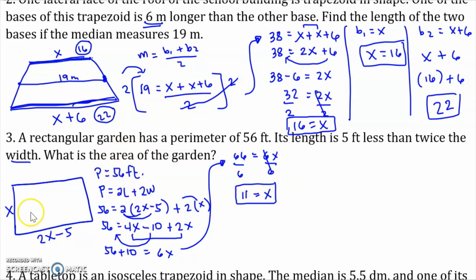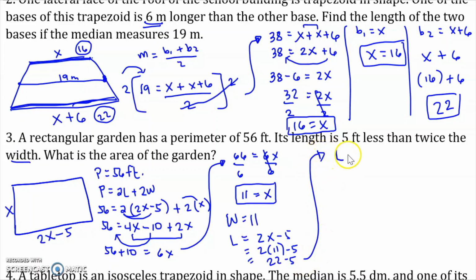Why did we solve for x? To get the values of the length and the width. Based on the given, our width is x, so the width is 11. And what is our length? We know our length is 2x minus 5. Substitute x as 11: 2 times 11 minus 5. 2 times 11 is 22, minus 5, and 22 minus 5 is 17. So our length is 17.